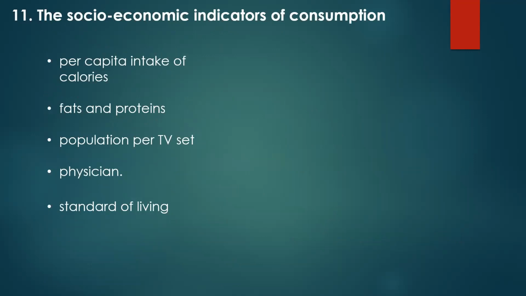The last characteristic of the Indian economy is socio-economic indicators of consumption. Underdevelopment also finds expression through several socio-economic indicators like per capita intake of calories, fats and proteins, and population per TV set and physician. India is far behind the developed countries so far as these indicators of standard of living are concerned.